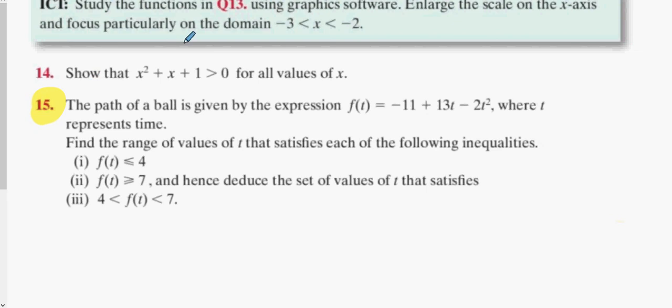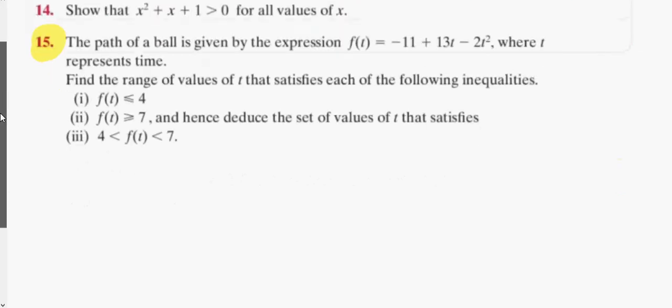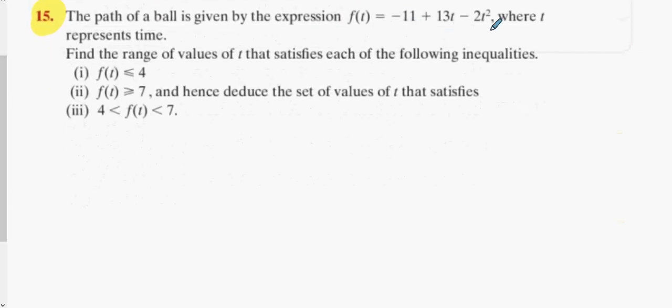Alright, 15. The path of the ball is given by this expression here, where t represents time. Find the range of values for t which satisfy each of the following inequalities. f(t) is less than or equal to 4, no bother.